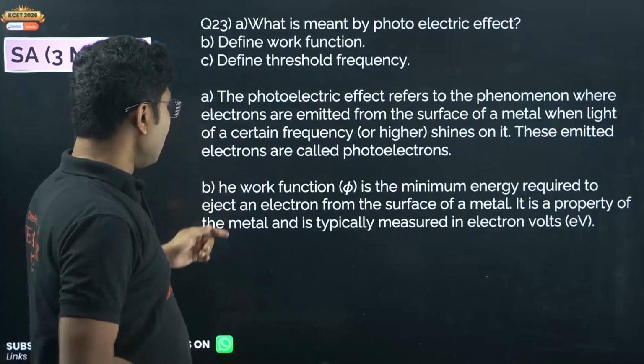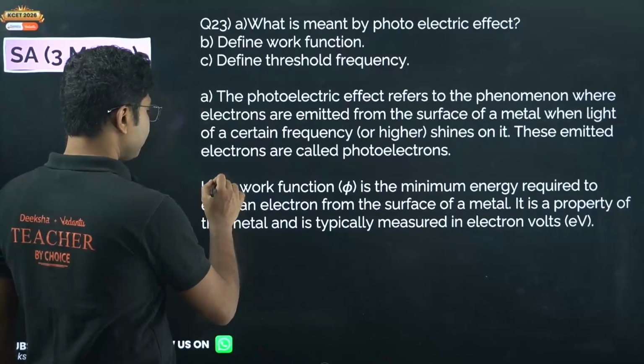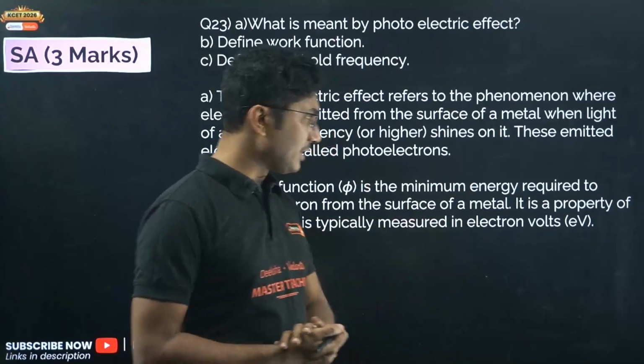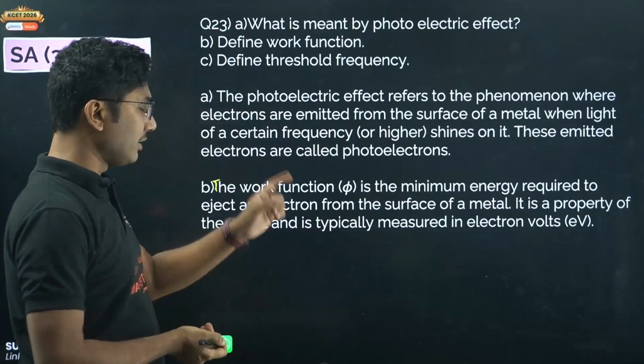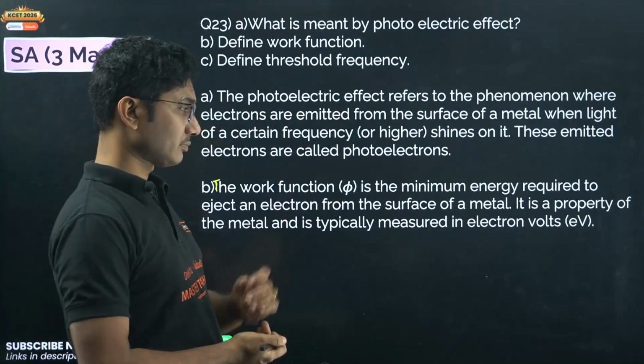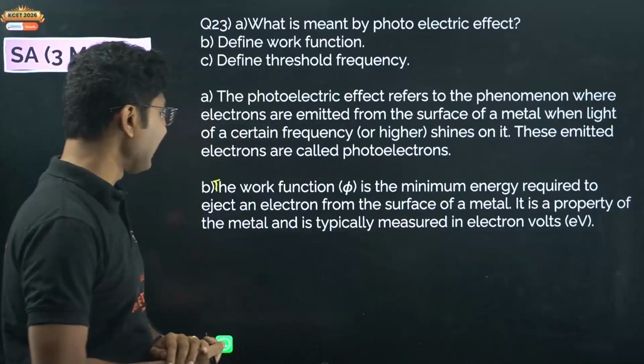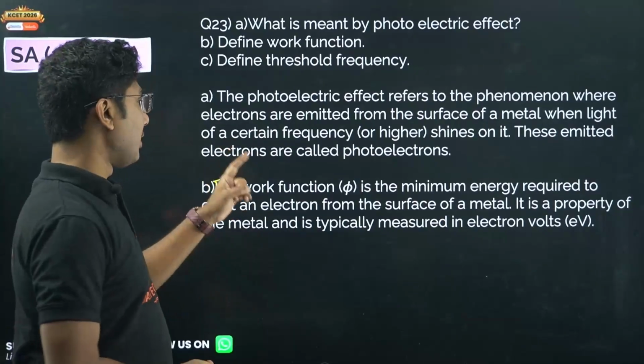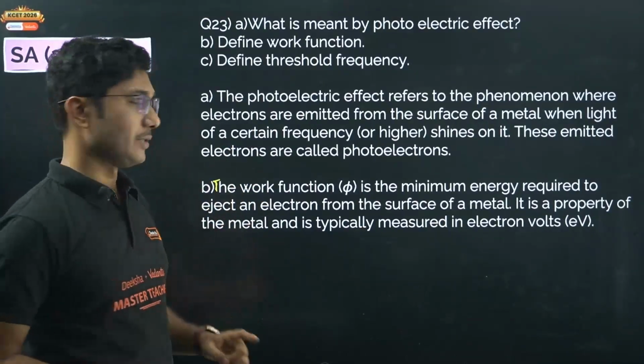Next, the work function. The work function phi is the minimum energy required to eject an electron from the surface of a metal. It is a property of the metal and is typically measured in electron volts. Okay, work function also depends on temperature.